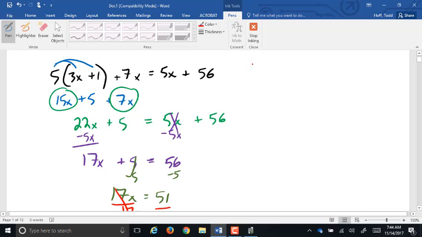Now, as I've stated before, we've got x equals 3. We can always come back up here and replace x with 3. So 3x becomes 3 times 3 plus 1, plus 7x becomes 7 times 3. 5x becomes 5 times 3. And now we can do our order of operations. 3 times 3 is 9.